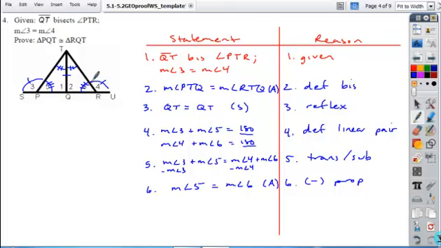So now we have two angles, the non-included side, that is a pattern for congruence. So we can make the statement that triangle PQT and triangle RQT are congruent. And the pattern again is two angles, the non-included side, so AAS.